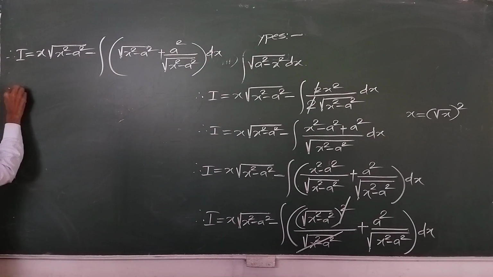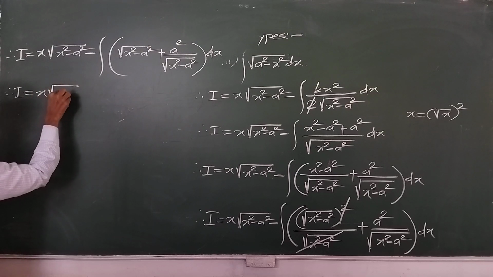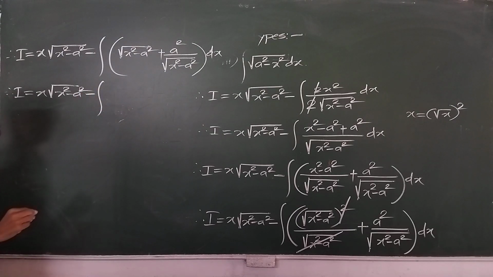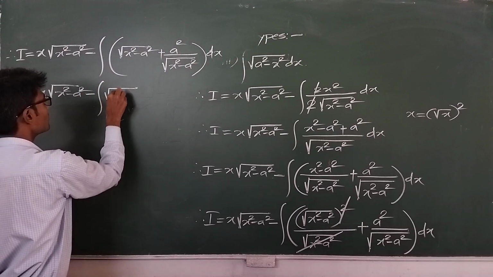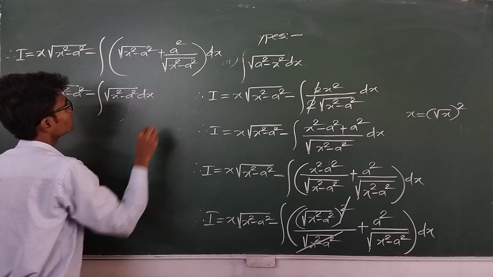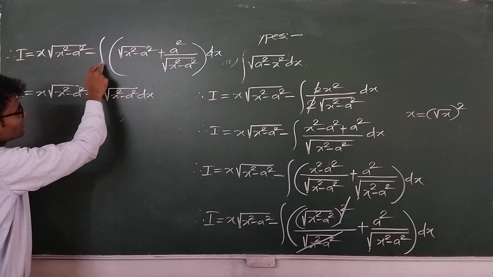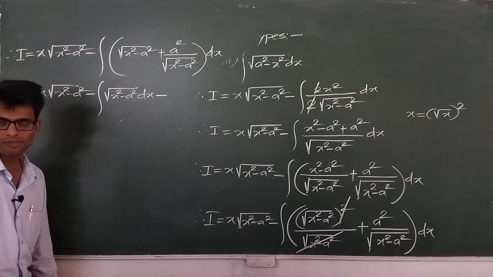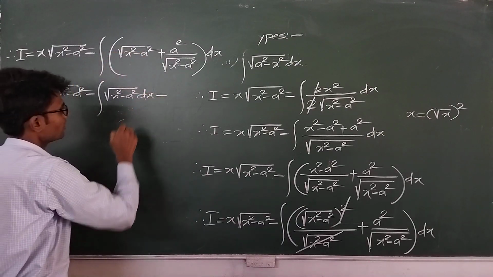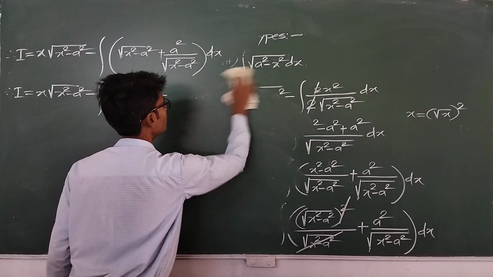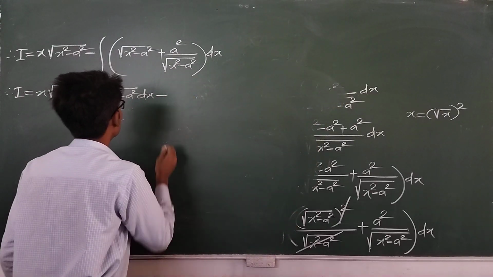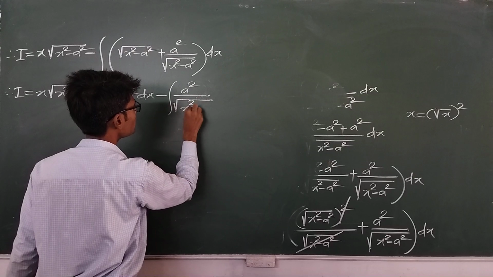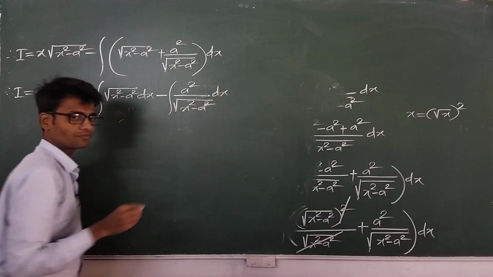Now I'll write I is equal to x into square root of x square minus a square. Now split the bracket and you write minus integration of square root of x square minus a square into dx. See, minus integration of square root of x square minus a square with respect to x, minus into plus, we have minus. This is very important. Minus into plus, minus, and after that you write integration of a square divided by square root of x square minus a square into dx.